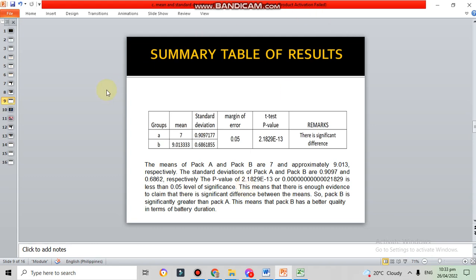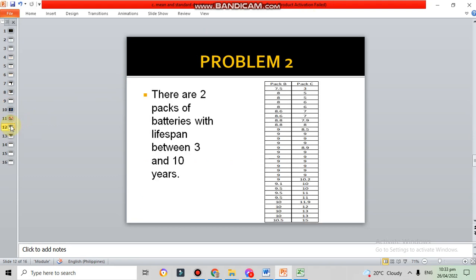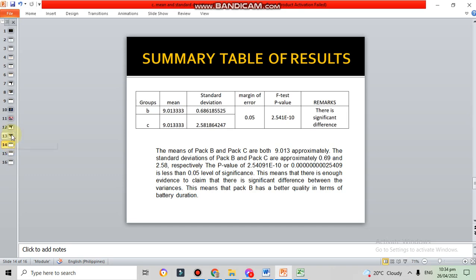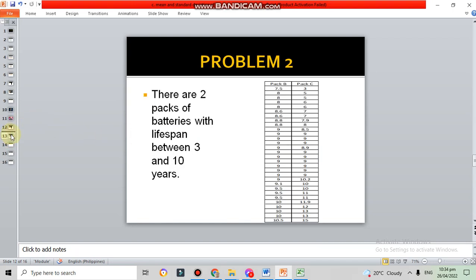All right. So let's move to the next problem, problem 2. So again, we have 2 packs of batteries. Then these are the research questions, and this is the result. Okay, so what are we going to do? So let's go back to the problem, and then let's have the Microsoft Excel for this.